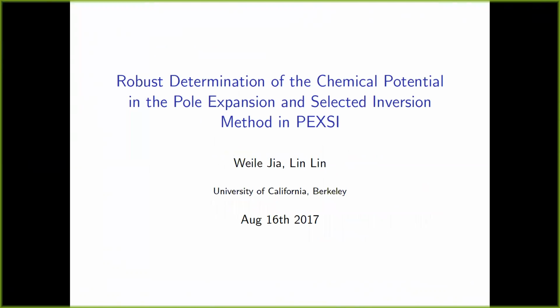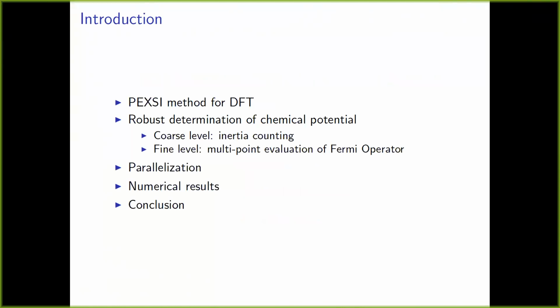Good afternoon. Today I want to report some recent work in PEXSI, done with Lin. They did some work with a new algorithm to find the chemical potential more robustly in the PEXSI package now. So this is going to be my presentation.